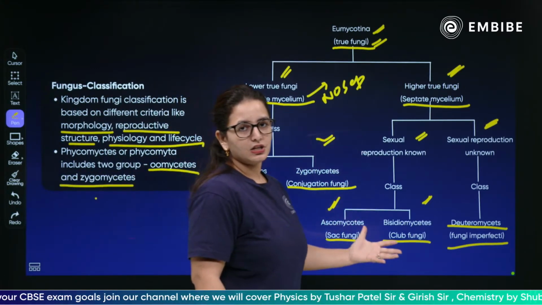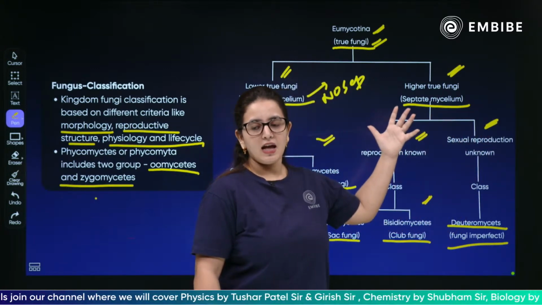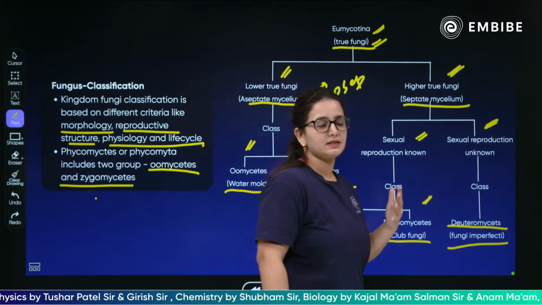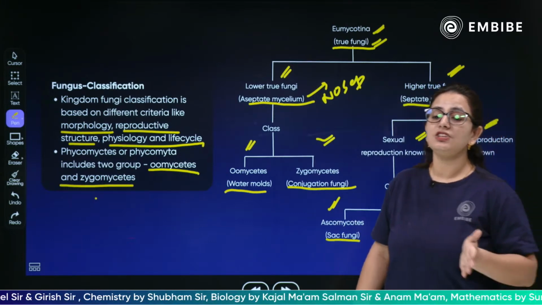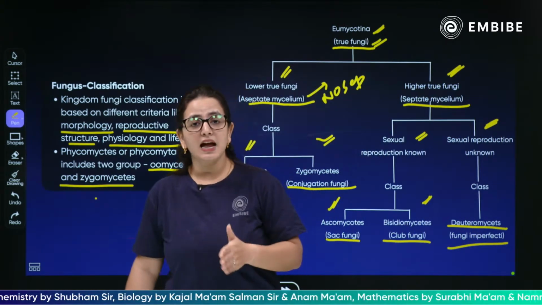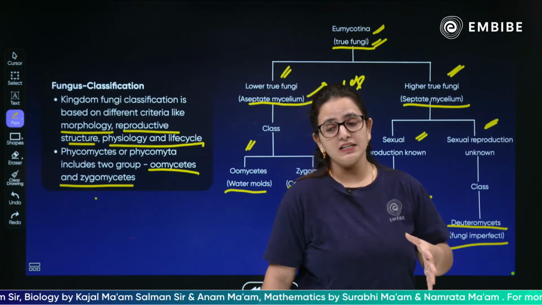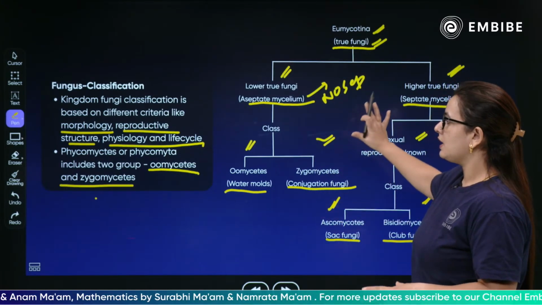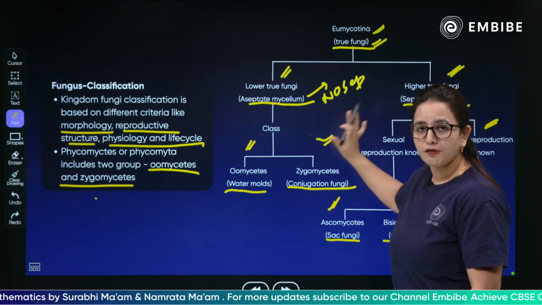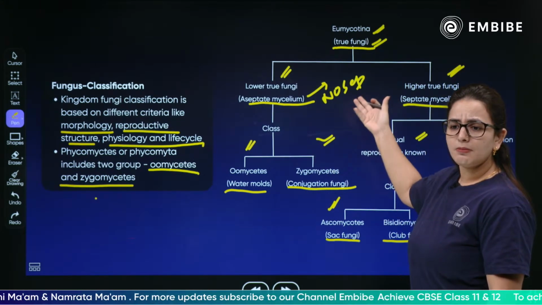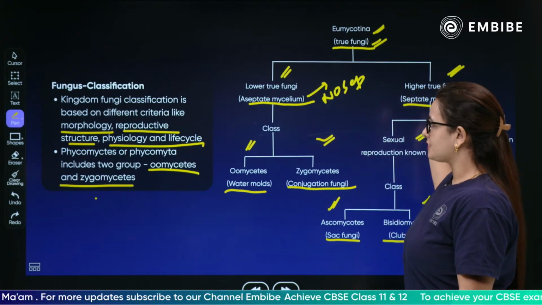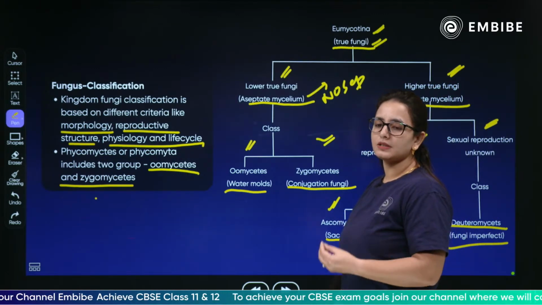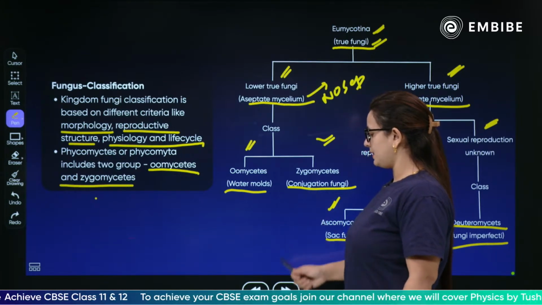So these are the classifications: lower fungi, higher fungi, and the typical classes, which are oomycetes, zygomycetes, ascomycetes, basidiomycetes and deuteromycetes. Each and every organism residing in that particular class has its own characteristics, and we are going to discuss all of them, do not worry. So this is how the classification of the fungi is done, on the basis of morphology, which is of course the mycelium, physiology, and of course the reproduction. Okay, this is how they are divided.